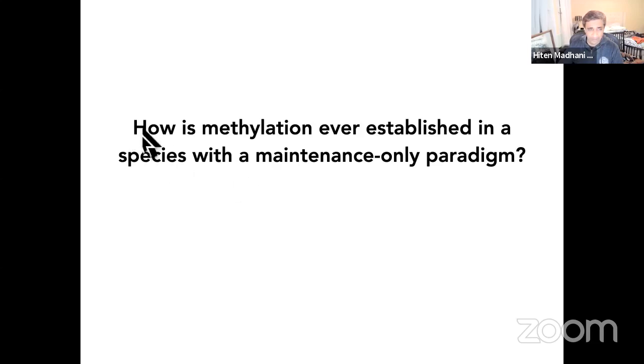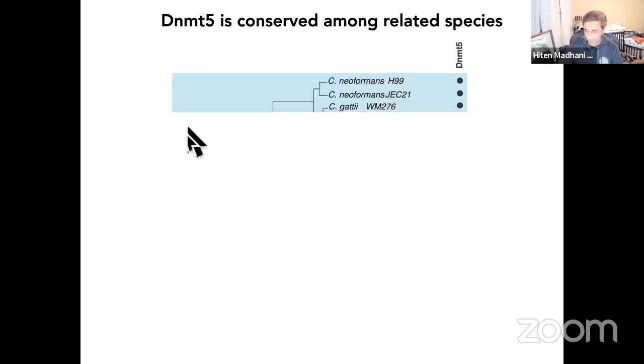Okay, so the big question now, which you should be asking yourself, is, well, how in the world could methylation ever be established in a species with a maintenance-only paradigm? This doesn't make any sense, right? And so we explored this in a variety of ways, and we'll start with the phylogenetic approach, which gave us our first clue.